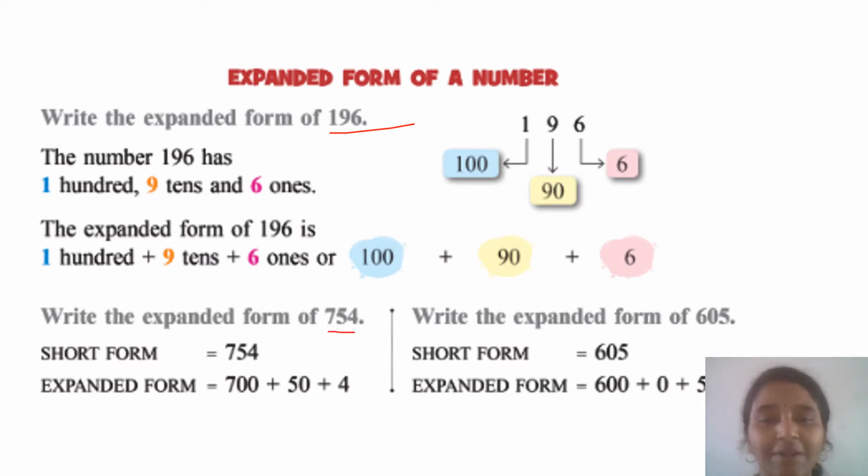Take for example 754. How will you write it? You will write 700 plus 50 plus 4. See here, it is written here, no? 700 plus 50 plus 4. Same like that for 605. How will you write it? You will write 600 plus, the tens value is 0, so I am keeping 0 here, and the ones value is 5, so keep 5 there.